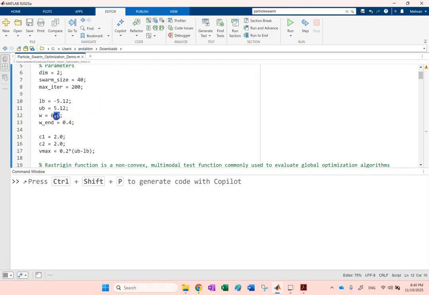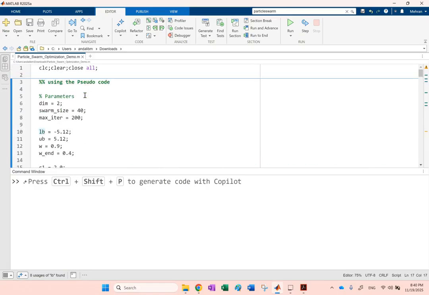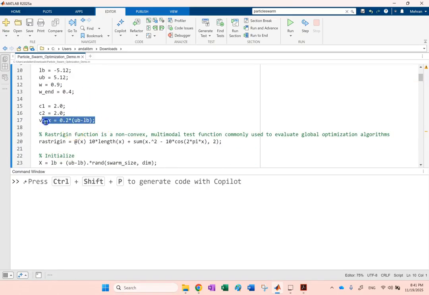The initial weight for inertia is 0.9. Then we go down to 0.4. The maximum number of iterations we are allowing is 200, and the number of particles is 40. C1 and C2 we start at 2, and you see that V max is 0.2 times max minus min, which is about 0.2 times almost 10, so it is about 2. So no V, when you update V, should ever be bigger than 2 or negative 2.